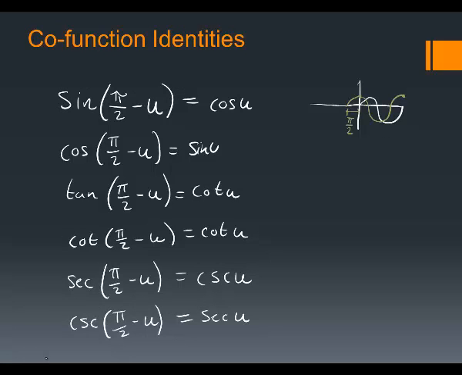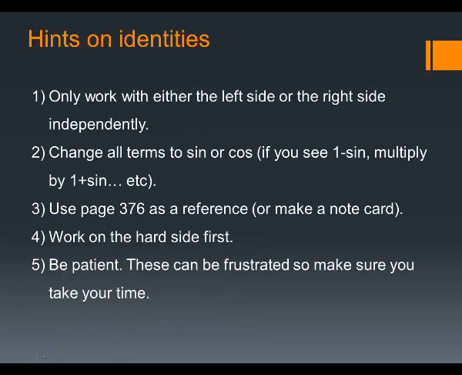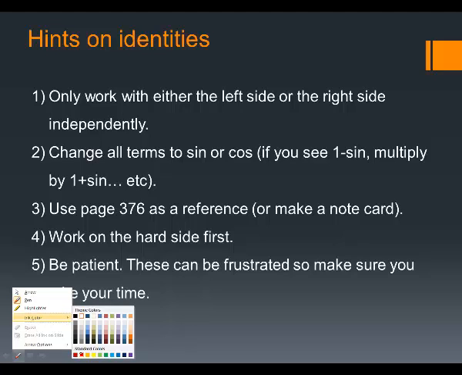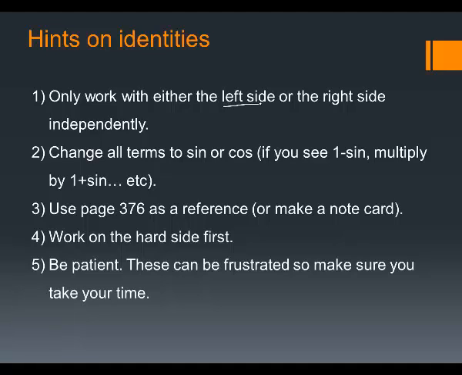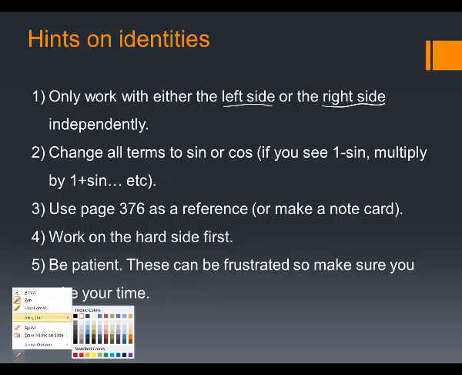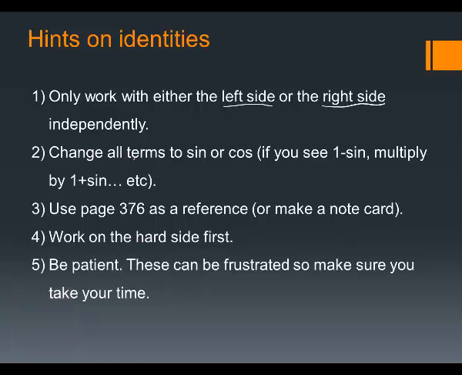Alright, let's move on. Let's do some examples. But first, here are some hints, because you're going to have all sorts of different situations. Make sure that you are working on either one side or the other. Please don't transfer back and forth. You're either working on the left side or the right side. Do them independently and then compare. You might have to do one, see where it goes, do another, see where it goes, and then find a consensus somewhere. Change all terms to sine and cosine. I find this super handy.